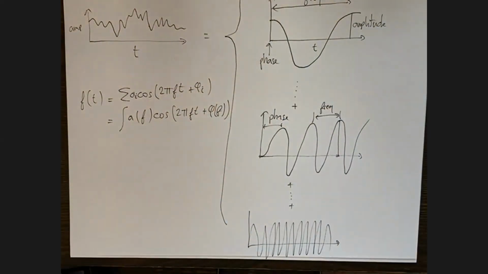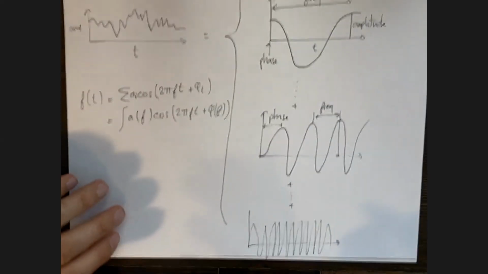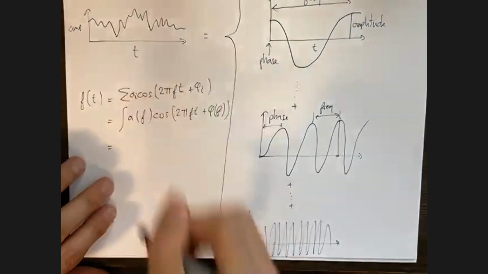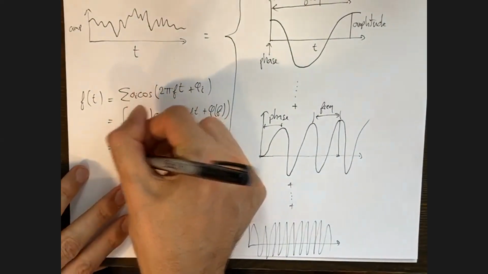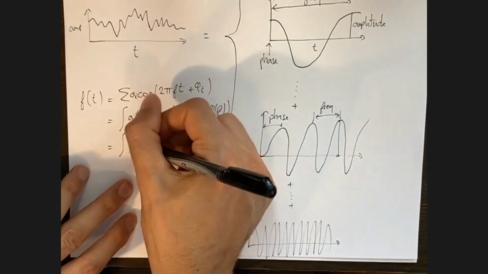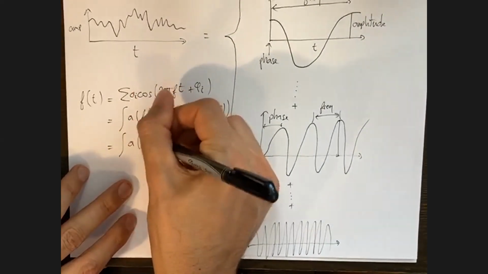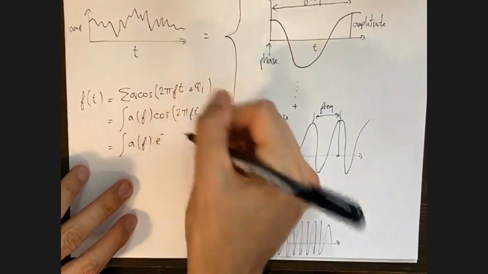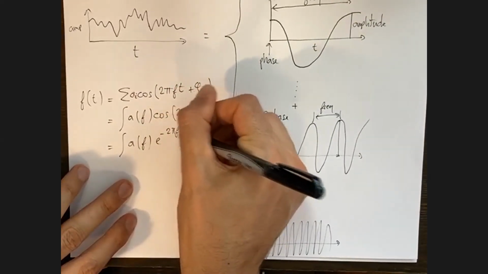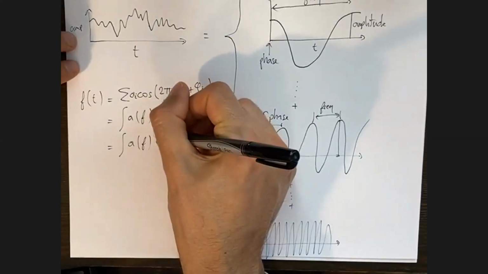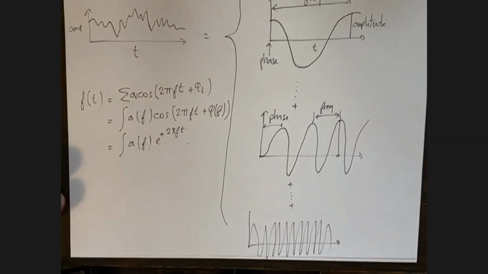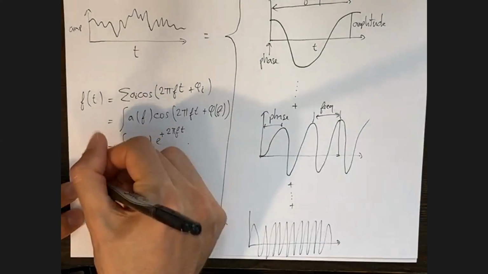Okay. And there's an even simpler way of writing this using complex numbers. It's not something you're supposed to know, but basically you can write it as the amplitude a of f times e to the 2 pi f t. Just a small correction here, this would be a plus sign. So we call this the Fourier transform.